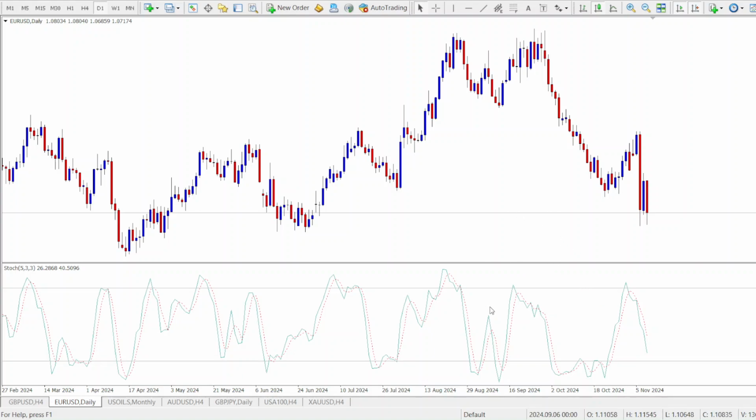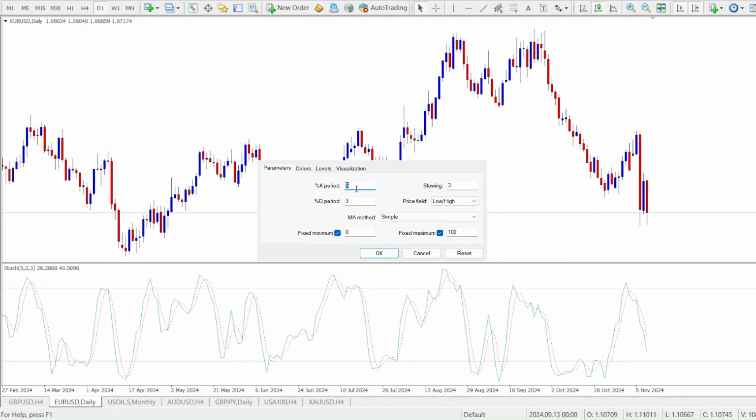Now let us get into the best stochastic settings for the daily chart. When you first apply the stochastic oscillator to your chart, as we did here, you will notice that it has the default settings, which, as we already identified, are 5, 3, 3. You might want to experiment with a longer period, like the 9 period for the percentage K, and that is going to make the stochastic well suited for the daily time frame.